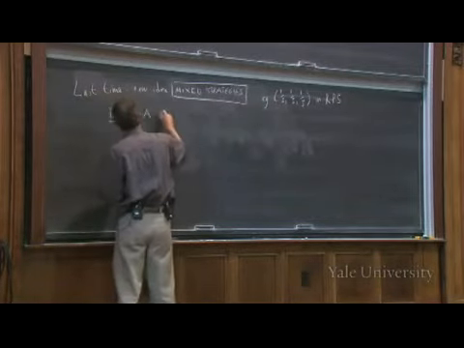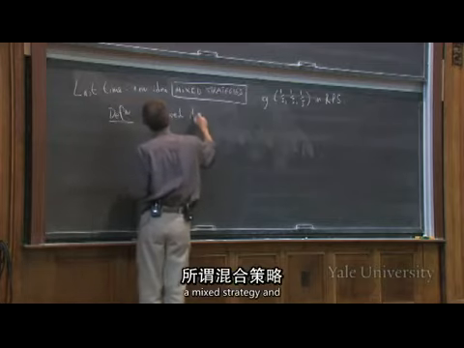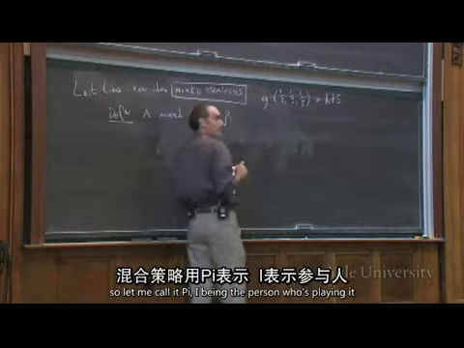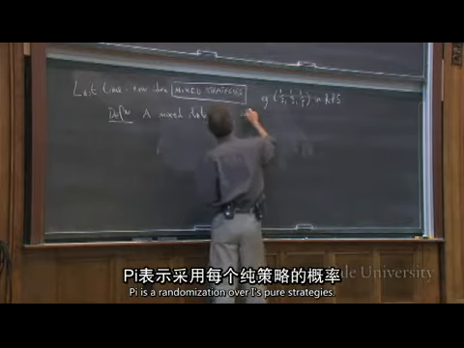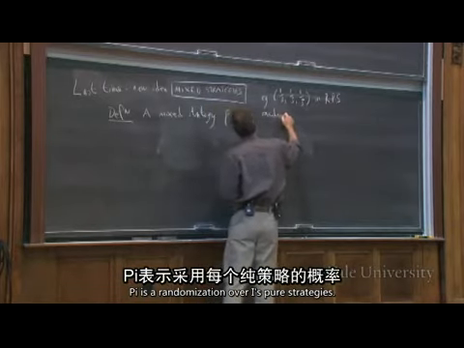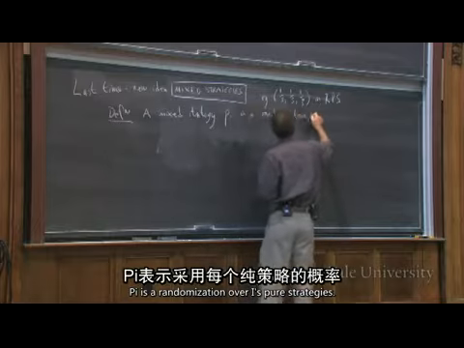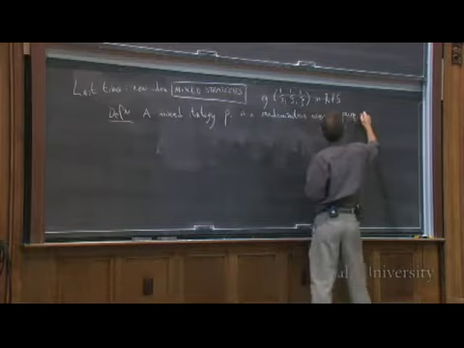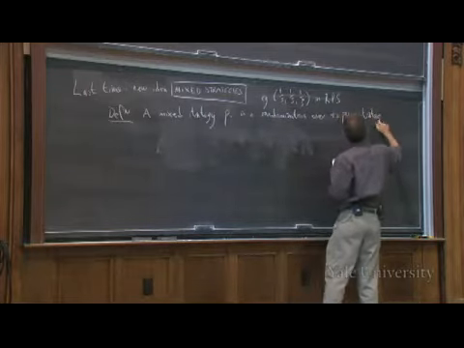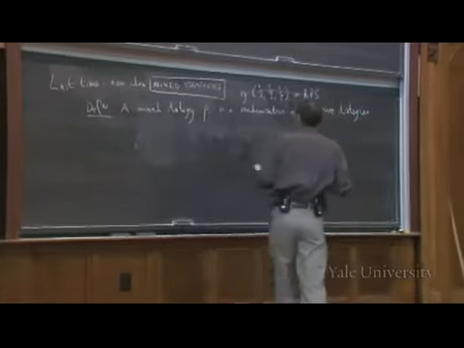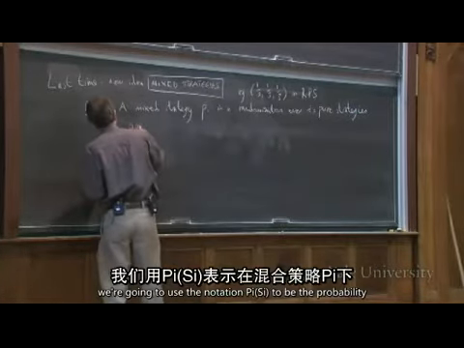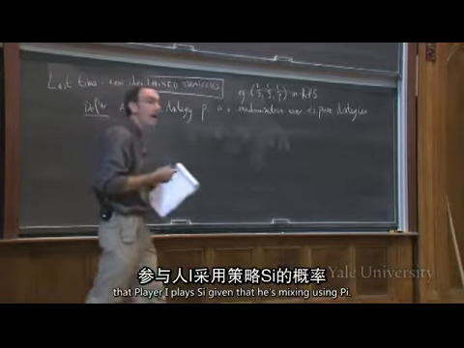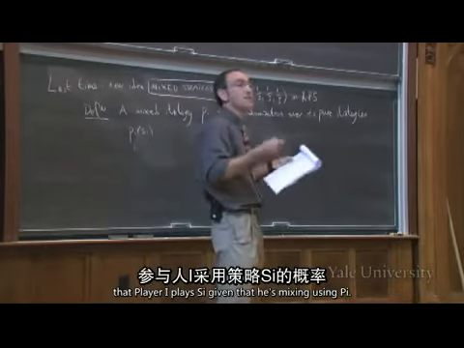Definition. A mixed strategy, and I'll develop notation as I'm going along, so let me call it P sub I, I being the person who's playing it. P sub I is a randomization over I's pure strategies. In particular, we're going to use the notation P sub I of S sub I to be the probability that player I plays S sub I, given that he's mixing using P sub I.